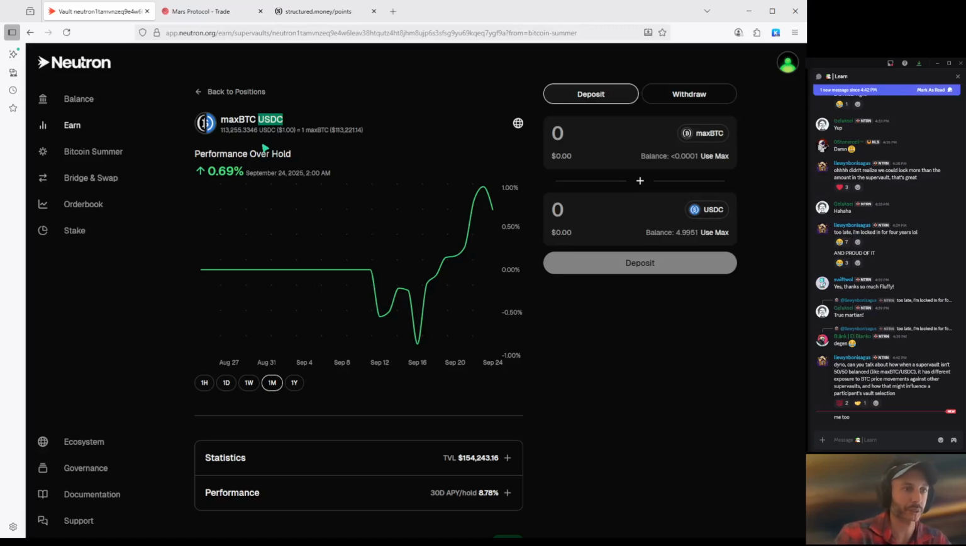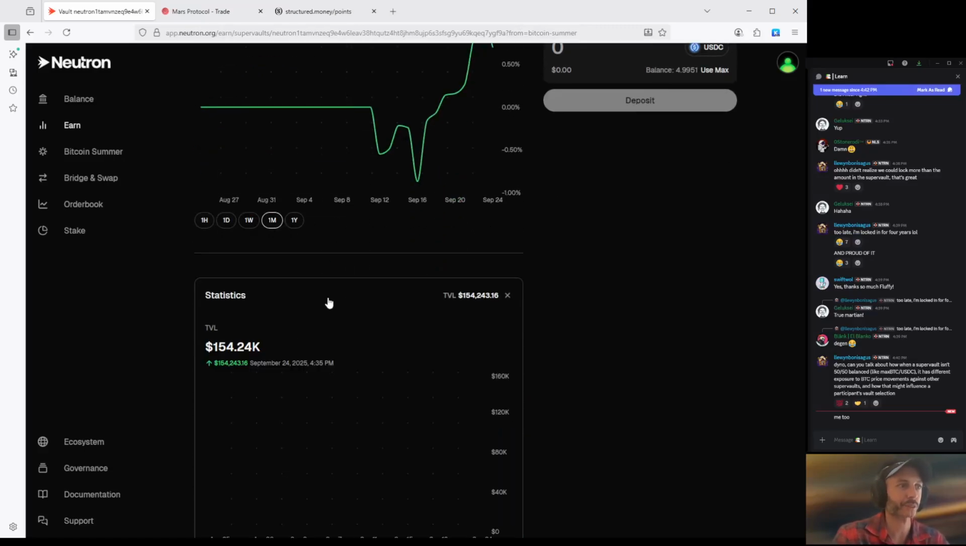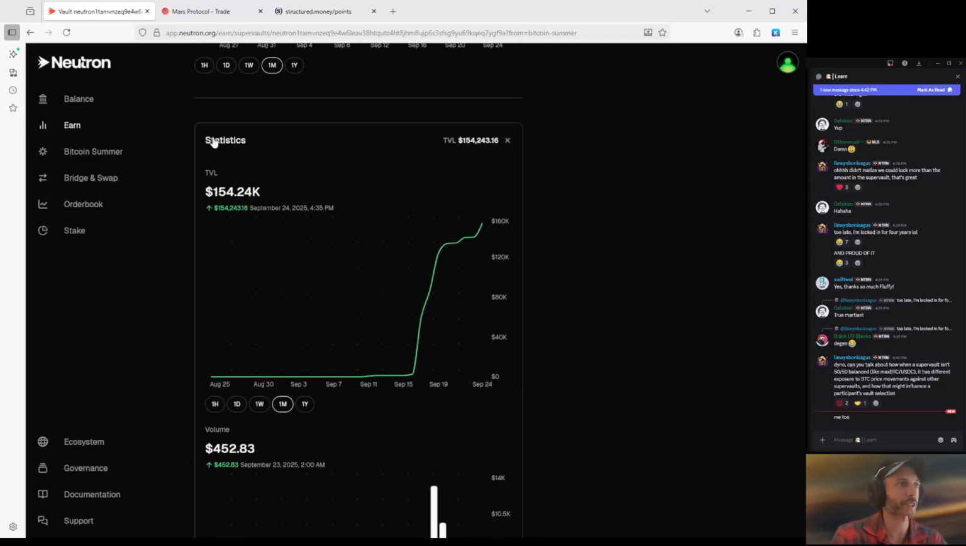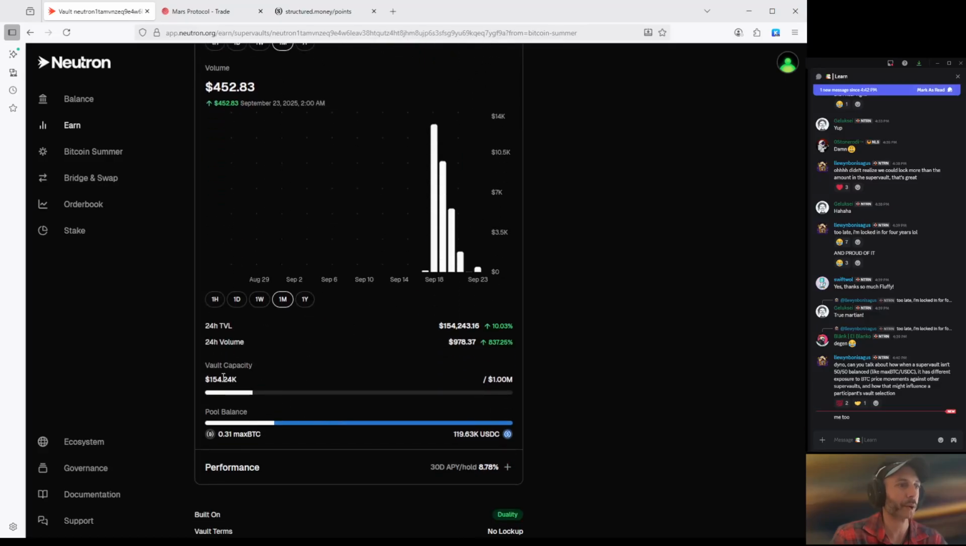like Lewin said, the balance of Supervaults does not need to be 50-50. So this is the balance of the Supervault here. You can go to this page, statistics, scroll down, vault capacity, and pool balance. So this pool has 0.31 maxBTC and 120k USDC. It is not 50-50 like you might see on a traditional Astroport AMM or other more traditional pools. And that's because of a few reasons.